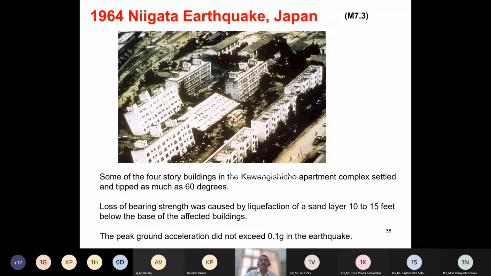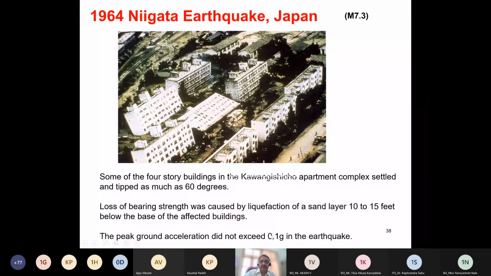In the 1964 Niigata earthquake, magnitude 7.3, the magnitude is relatively less compared to other earthquakes. Some of the 4-story buildings in this Kawangi Shichijo apartment complex settled and tipped as much as 60 degrees. Loss of bearing strength was caused by liquefaction of a sand layer 10 to 15 feet, that is 3 to 5 meters, below the base of the affected buildings.